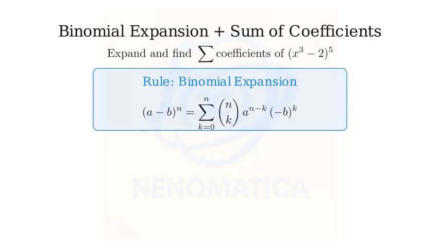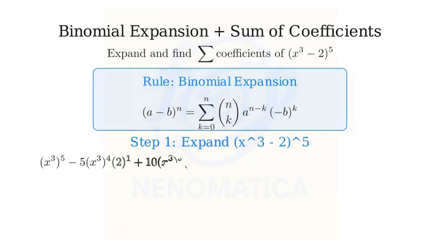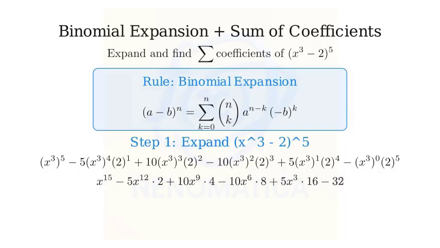Step 1. Expand (x cubed minus 2) to the fifth power using the binomial theorem. We'll write the six terms using the coefficients 1, 5, 10, 10, 5, 1. First, keep the powers of 2 unmultiplied, so we can see the pattern clearly. Now, evaluate the powers of 2. Then, simplify the x exponents.